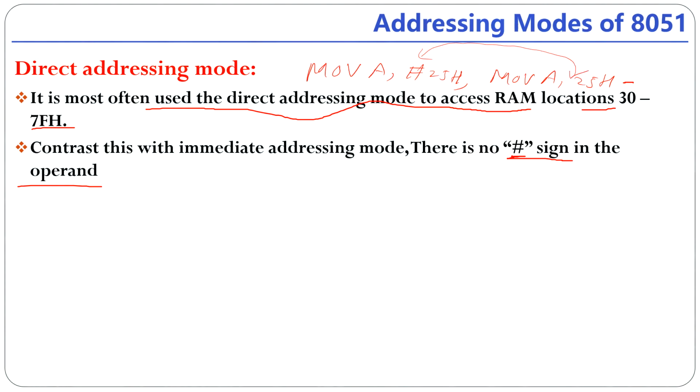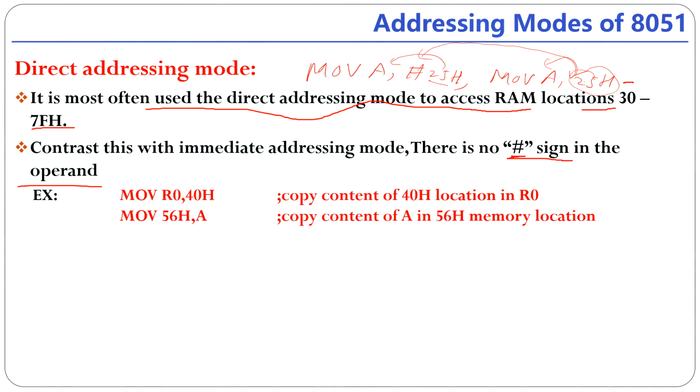This is the immediate addressing mode, meaning this constant value is copied and transferred as it is. But in this case, the value is not copied as it is. You copy the value at this location and transfer it here. Understood? This is the difference between the immediate addressing mode and the direct addressing mode. Noted. Okay.